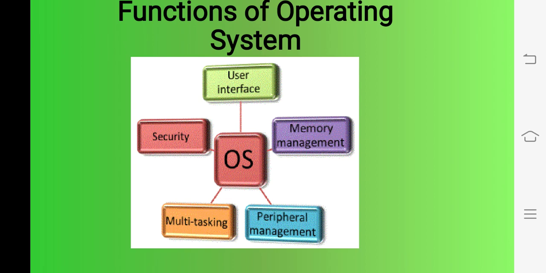Children, it provides a user interface, through which we communicate with the computer. There are two types of interface it provides: text-based interface and graphical user interface. In a text-based interface we use just the keyboard to give commands, and in a graphical user interface we use the mouse. There are icons and shortcuts. We can open programs and control the working of the computer with the help of the mouse.